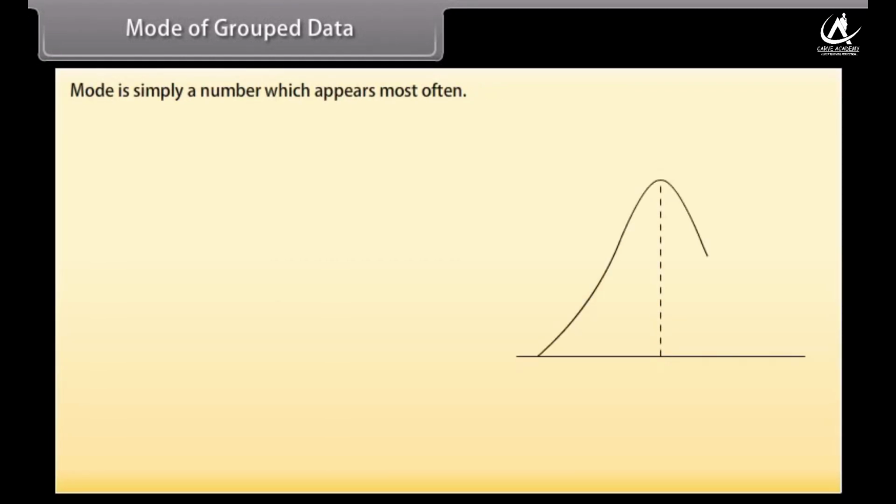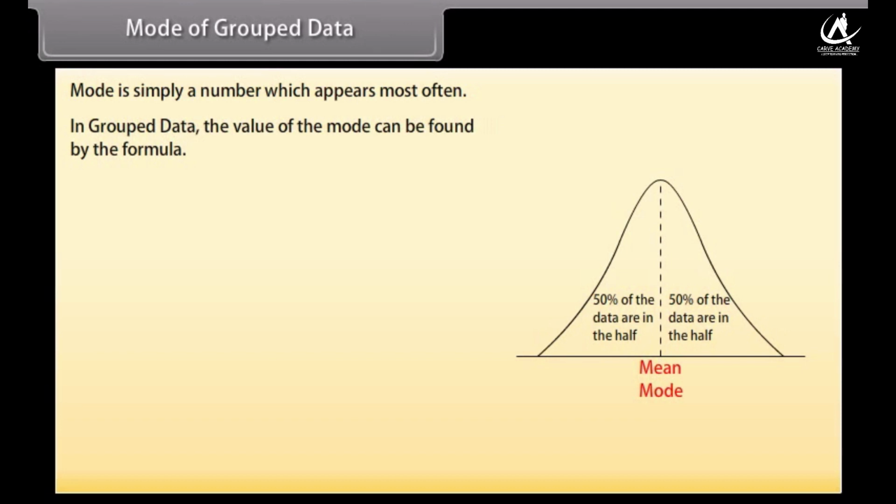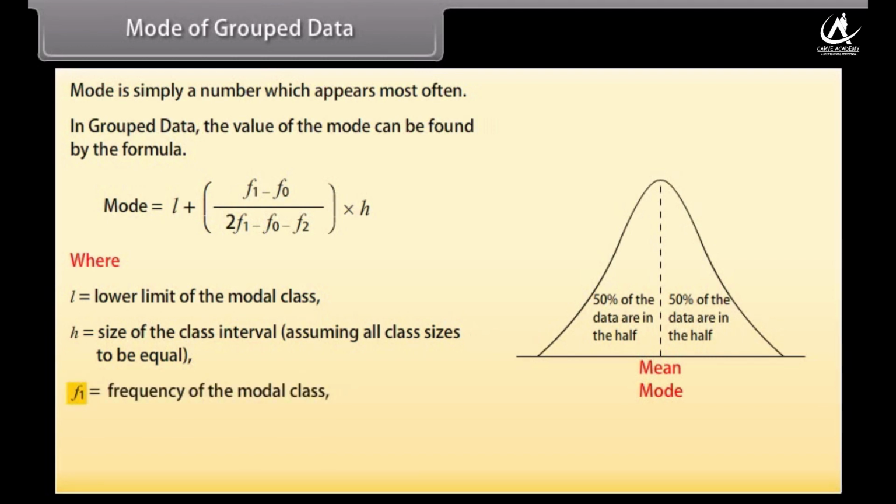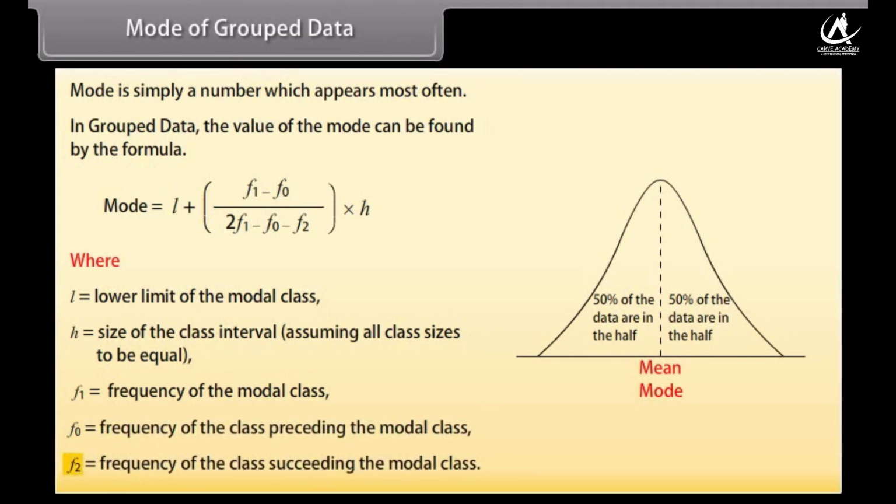Mode of grouped data. Mode is simply a number which appears most often. In grouped data, the value of the mode can be found by the formula as given below: L plus F1 minus F0, that is divided by 2F1 minus F0 minus F2, multiplied by H, where L is equal to lower limit of the modal class, H is equal to size of the class interval, assuming all class sizes to be equal. F1 equals frequency of the modal class. F0 is equal to frequency of the class preceding the modal class. F2 is equal to frequency of the class succeeding the modal class.